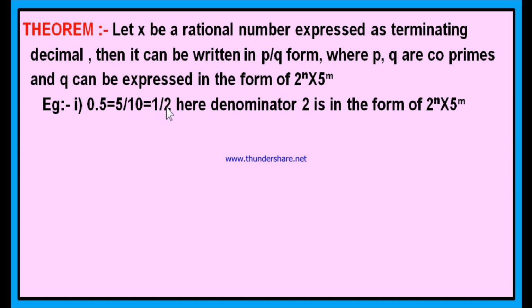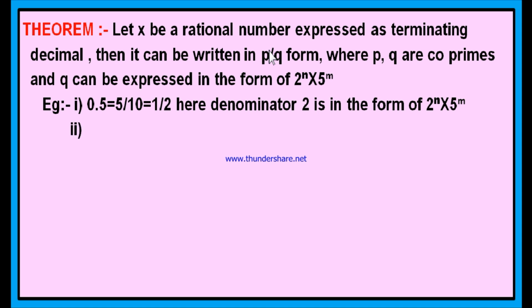If you observe the denominator, here the denominator is 2. This 2 is nothing but 2 power n. Therefore, this is in the form of 2 power n into 5 power m, because you can write this 2 as 2 power 1 into 5 power 0. Therefore, the denominator of the fraction is in the form of 2 power n into 5 power m. You see, if I give a terminating decimal and you convert it into p by q form, then the denominator q should be in the form of 2 power n into 5 power m, which is our statement.